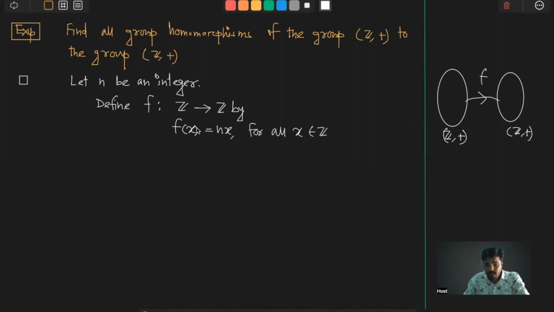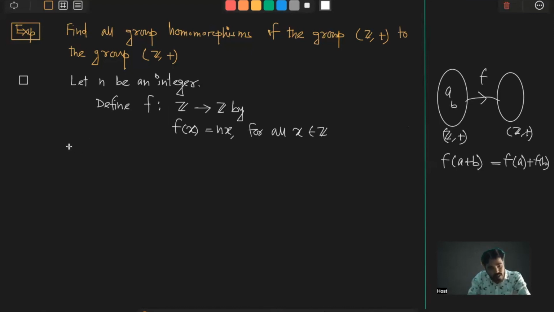Okay? First, what will I prove? I will now show that the function I defined, that is f(x) = nx, is a homomorphism. With respect to addition, what is the definition of a homomorphism? If we can prove that f(a + b) is equal to f(a) + f(b), then f is a homomorphism, where a, b belong to Z. So we consider two elements in Z.